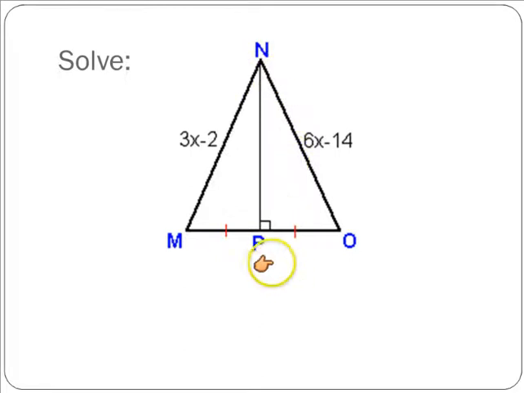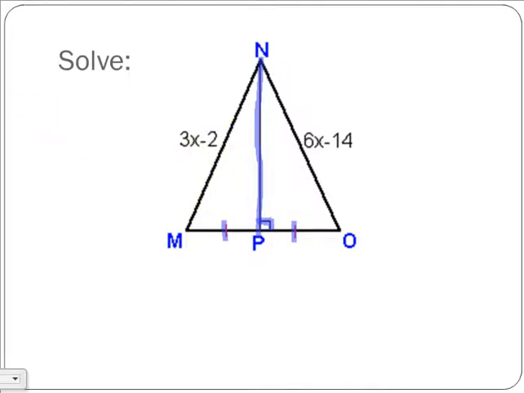So what do we have here? We've got this line that's going through the middle of the triangle. It intersects segment MO at a right angle, and then we have two congruent pieces that it bisected. So we have a perpendicular bisector because it bisected segment MO with a right angle, and also it created two equal parts. It bisected it.